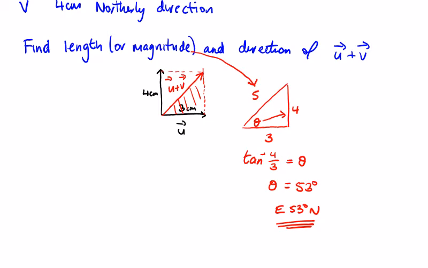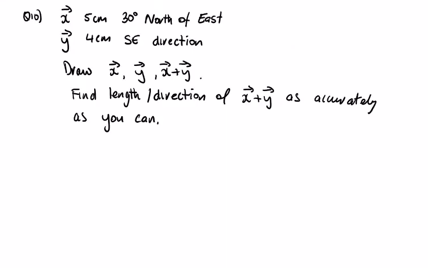In question 10, similar again. And question 11, similar again. So let's have a look at the two of those. In question 10, you are asked to use a ruler and a protractor and find the length and direction as accurate as you can. But we're going to do this mathematically rather than just estimating. So x is a vector 5 centimeters long in a direction 30 degrees north of east, and y is a vector 4 centimeters long in a southeast direction.